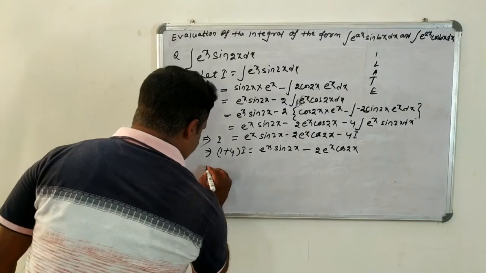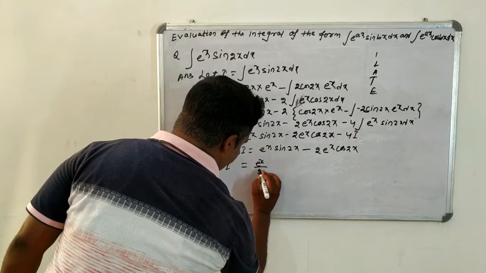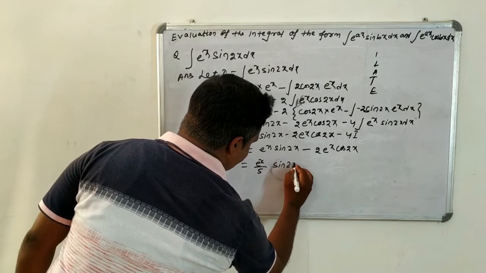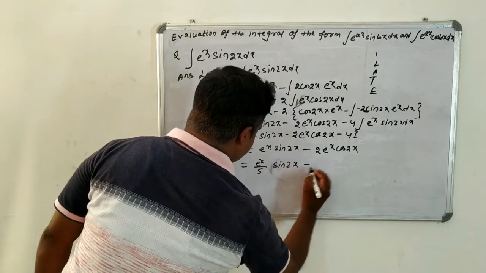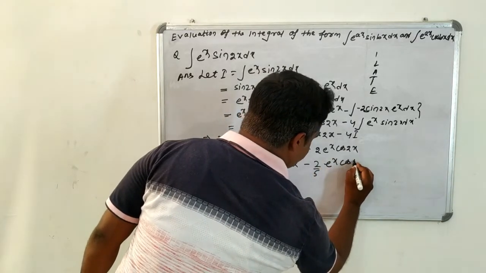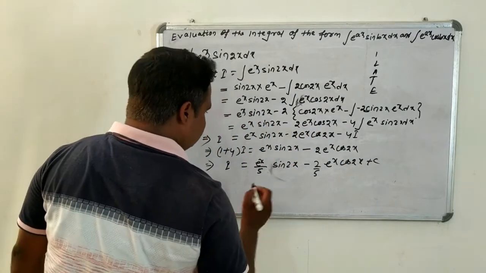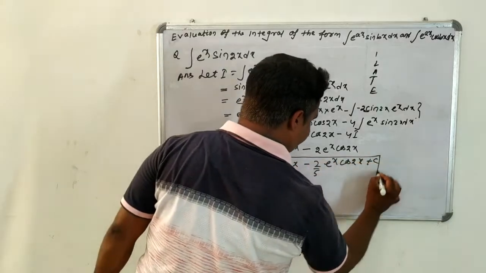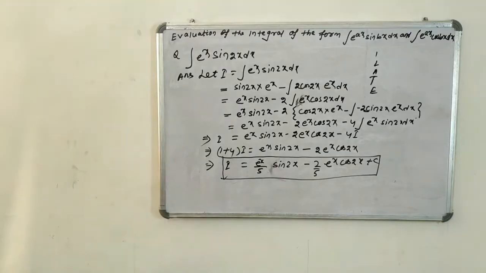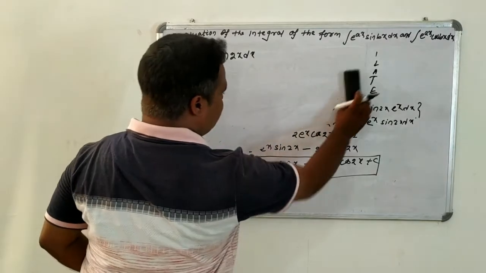Okay. So this implies that I equals e^x by 5 sin 2x minus 2 by 5 e^x cos 2x plus C, the integral constant. This is the answer of this question. Okay. I am putting another part, another question, to discuss about this part.